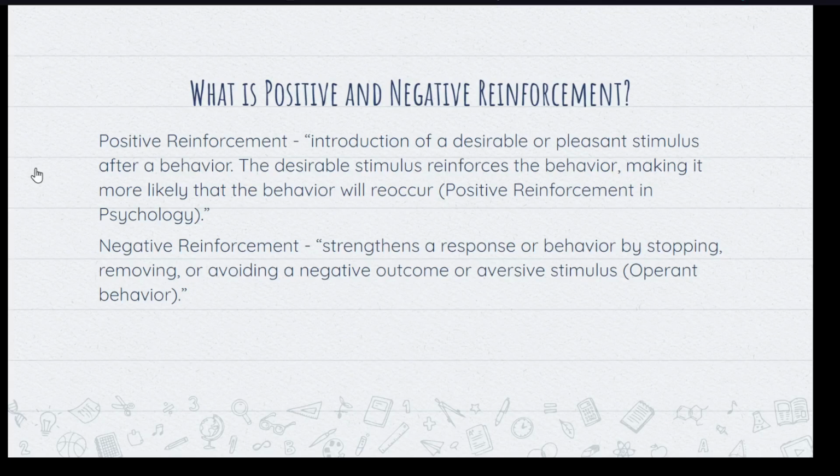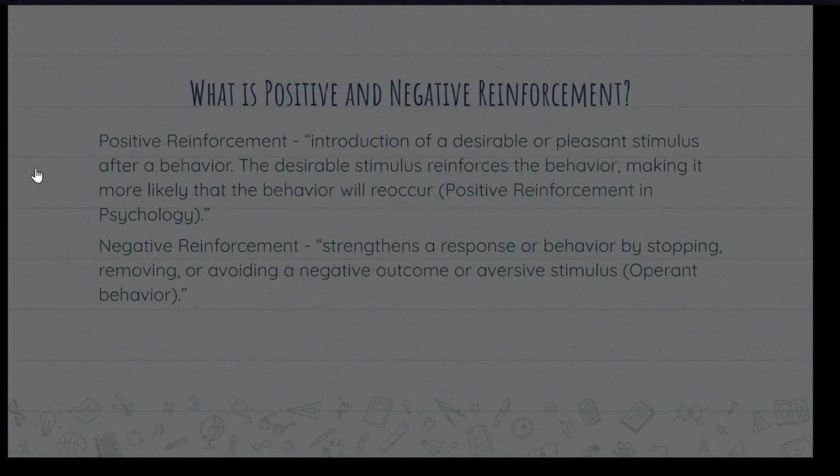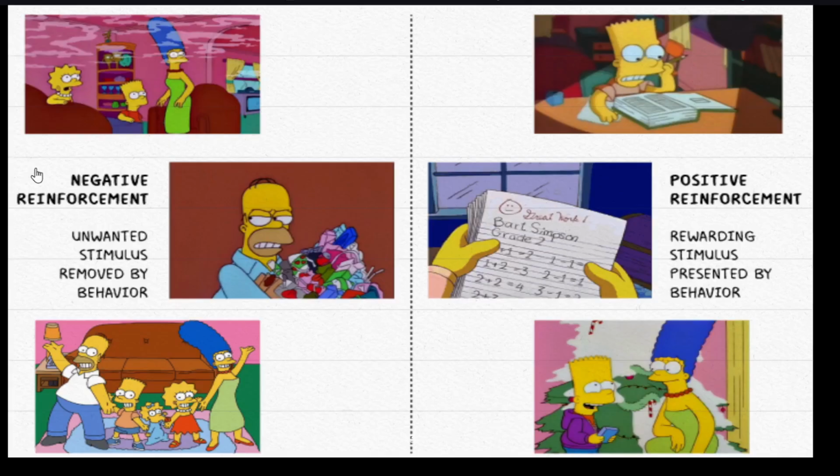And negative reinforcement. So this basically strengthens a response or behavior by stopping, removing, or avoiding a negative outcome or adverse stimulus. So I found this neat little tidbit from The Simpsons. Basically, in the negative reinforcement, we see something happens which results in a stimulus being removed, which in this case appears to be candy, sweets, all that, and the behavior improves.